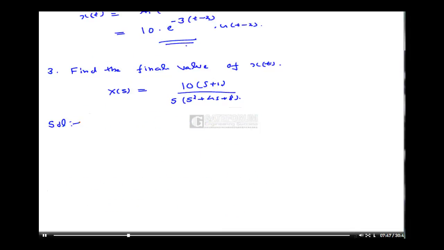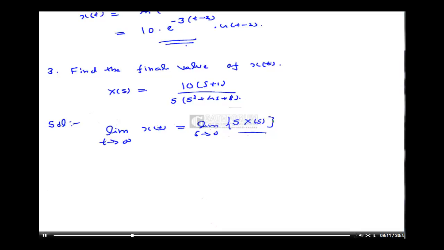Solution. See, the general formula for finding the final value, that means t tending to infinity x(t), is equal to limit s tending to 0 of s times X(s). So I have to see whether this limit of s times X(s) exists. How do we verify whether it exists or not?